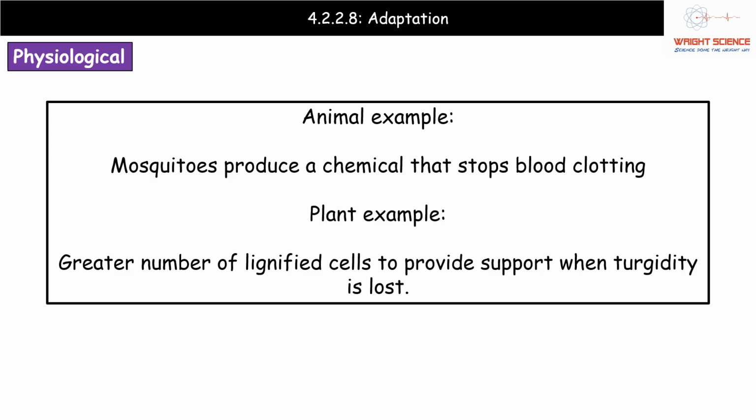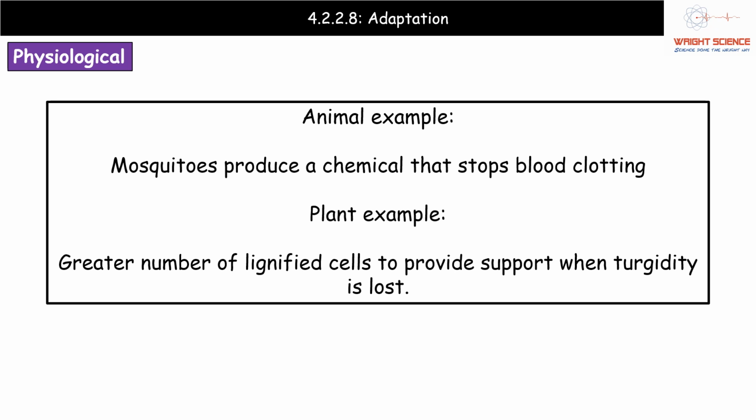If we think about an example from animals then, first of all, on our physiological, let's go to mosquitoes, everyone's least favourite insect. So mosquitoes are pesky because what they're going to do is they're going to find you, or at least find the person that attracts the mosquitoes in your local group, and then they're going to have a nice little feast on you.